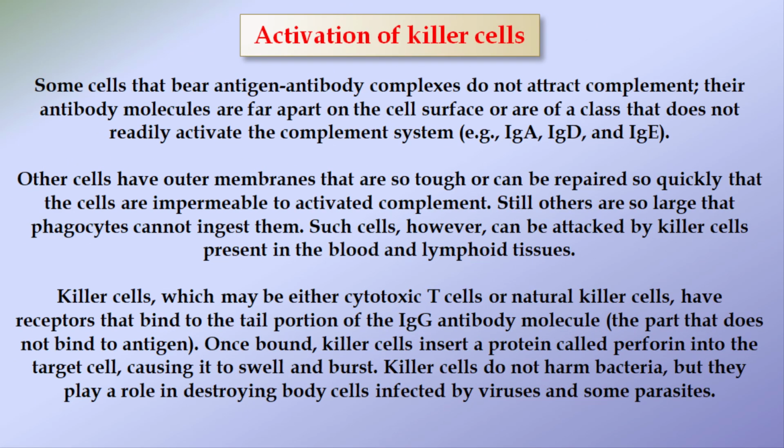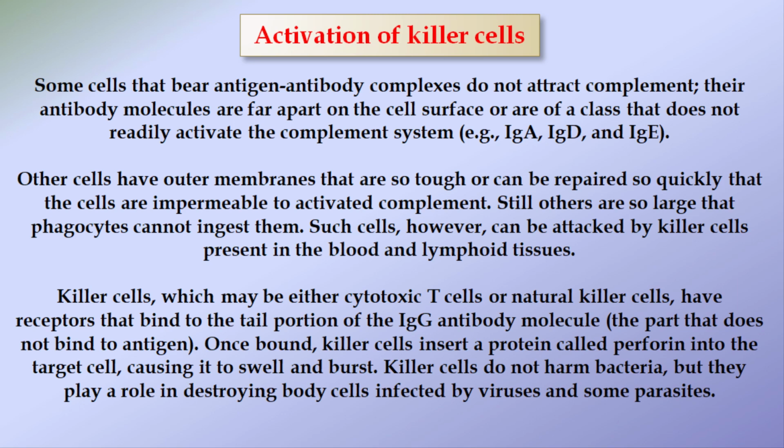Activation of killer cells. Some cells that bear antigen-antibody complexes do not attract complement. Their antibody molecules are far apart on the cell surface or are of a class that does not readily activate the complement system, for example, IgA, IgD, and IgE. Other cells have outer membranes that are so tough or can be repaired so quickly that the cells are impermeable to activated complement. Still others are so large that phagocytes cannot ingest them. Such cells, however, can be attacked by killer cells present in the blood and lymphoid tissues.